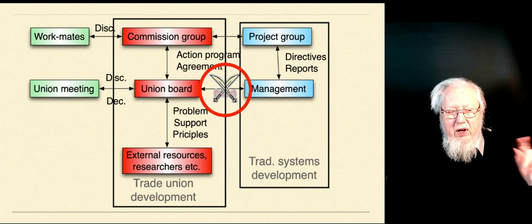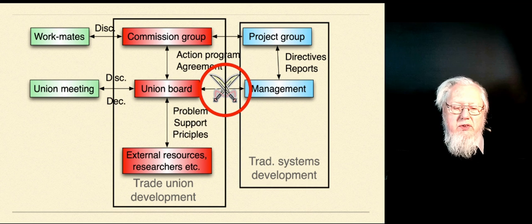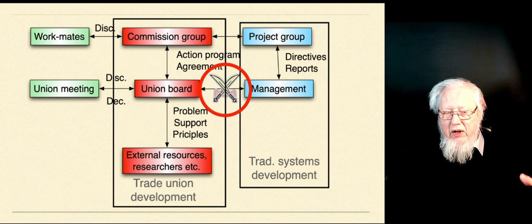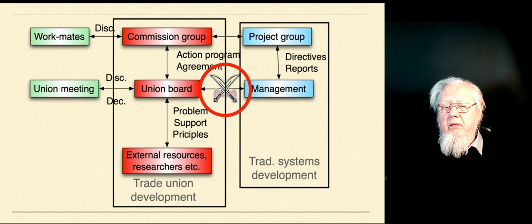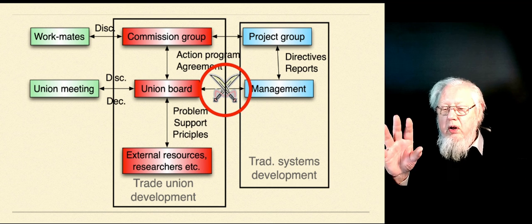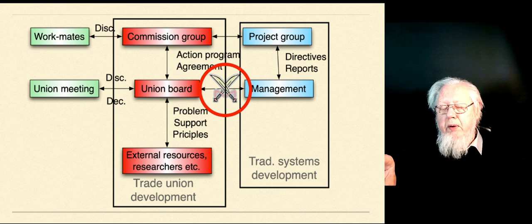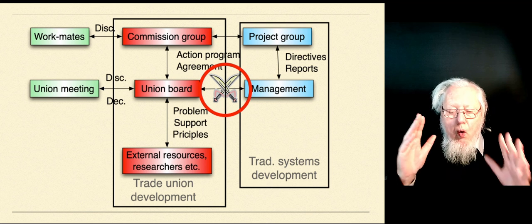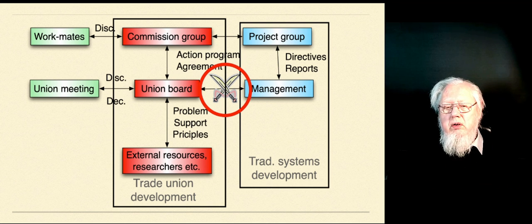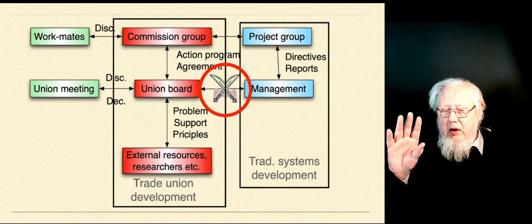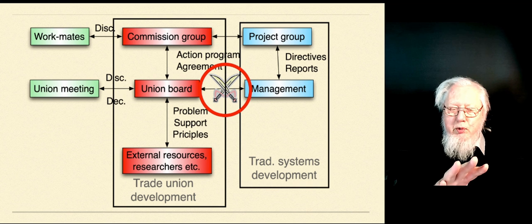And on the left side, we have the workmates and the union meeting, where the members of the trade union have the possibility to express their opinions. But they have absolutely no access to the project group developing the traditional system. All this information must go via the trade union. So they replaced one expert group, the project group, with another expert group.